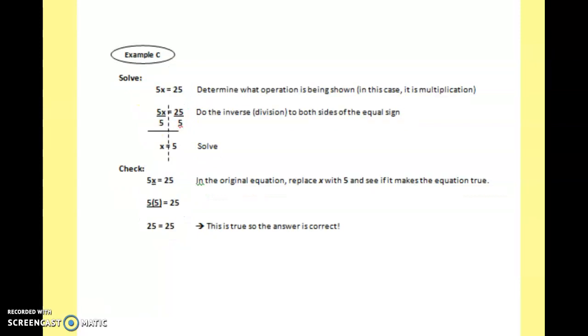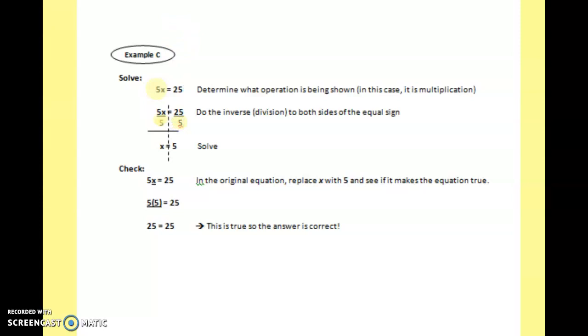All right, example C. So here's my original equation: 5x equals 25. Looking specifically at the side with the variable, ask yourself, what operation is being shown between the x and the 5? It's multiplication. So my opposite, or inverse, is to divide by 5. Remember, in math, we use that fractional bar to show division. So we're going to divide by 5 on the left and divide by 5 on the right.